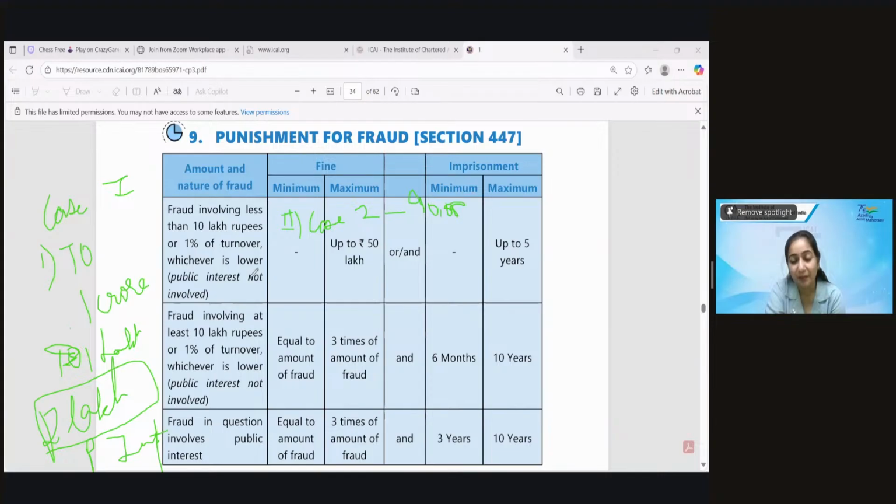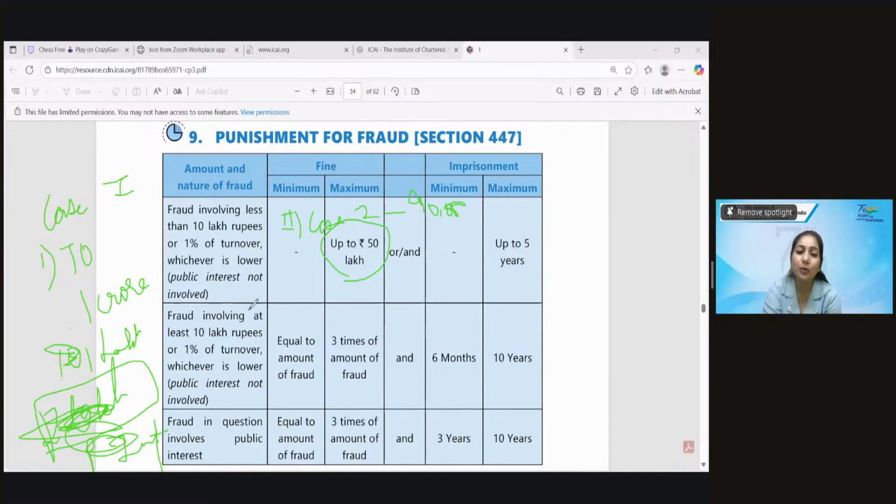Okay. Then, in that case, up to 5 years or a fine will be 50 lakh or 5 years both. So 90,000 तो नहीं ना होगा जितना fraud है. If public interest is not involved, we have a fixed penalty of 50 lakhs. 50 lakh. Yes. You got confused. So your answer is correct, Julie. Good.